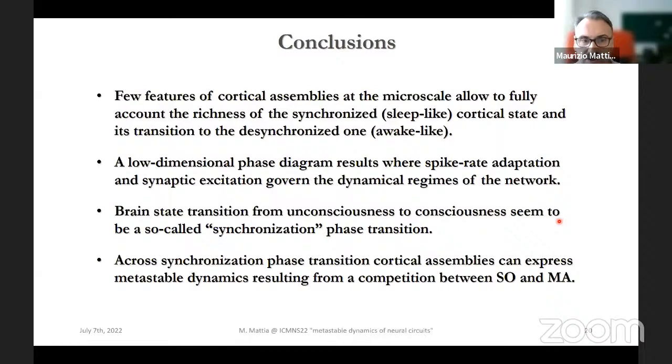And thanks to mean field approaches, we can describe a very simple bifurcation diagram that allows us to describe this transition from sleep to wake or from deep anesthesia to wake. This transition is a specific phase transition, which is the synchronized phase transition. And at that point, you have a subcritical bifurcation where these two local states coexist, the slow oscillation and the microarousal.